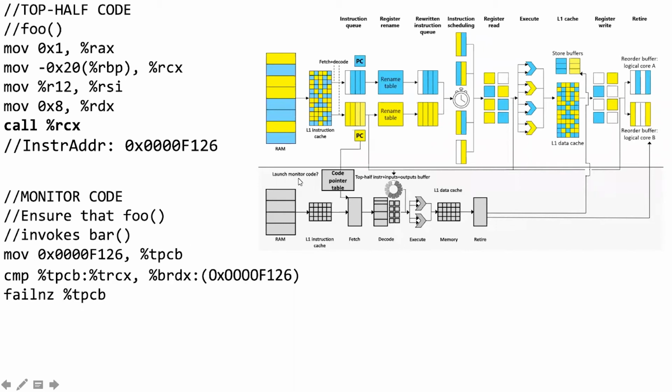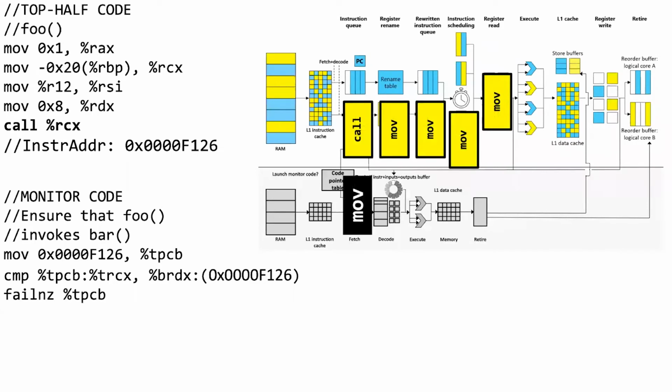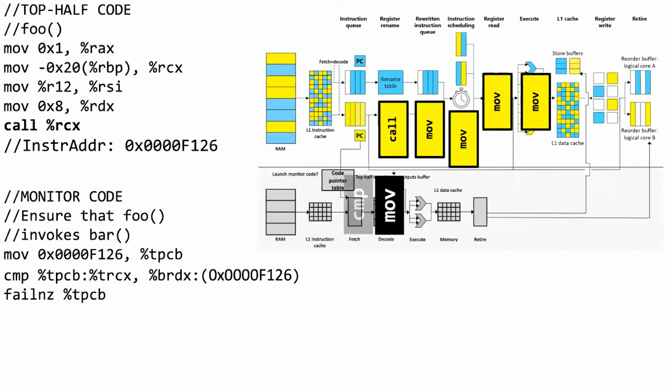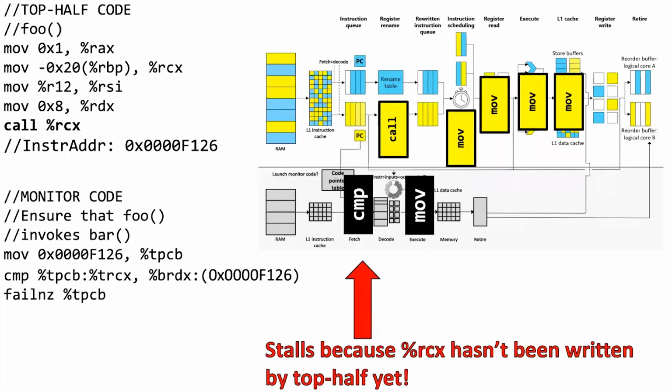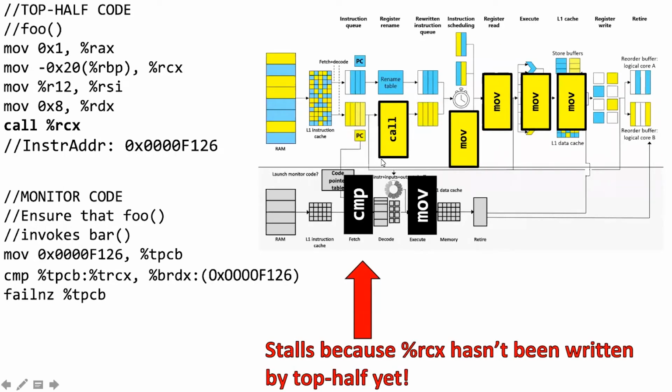Now, let's see how this sequence of instructions is executed across these two pipelines in parallel. So at stage 0, this is the situation where the call instruction is sitting in the fetch stage, and all the initial move instructions are in different stages of the pipeline. And the first move instruction in the monitor code is again sitting in the fetch stage. In the next cycle, all of these instructions move forward because there are no dependencies. In the next cycle, all the move instructions move forward, but the call and compare instructions in the top half and bottom half respectively stay where they are.